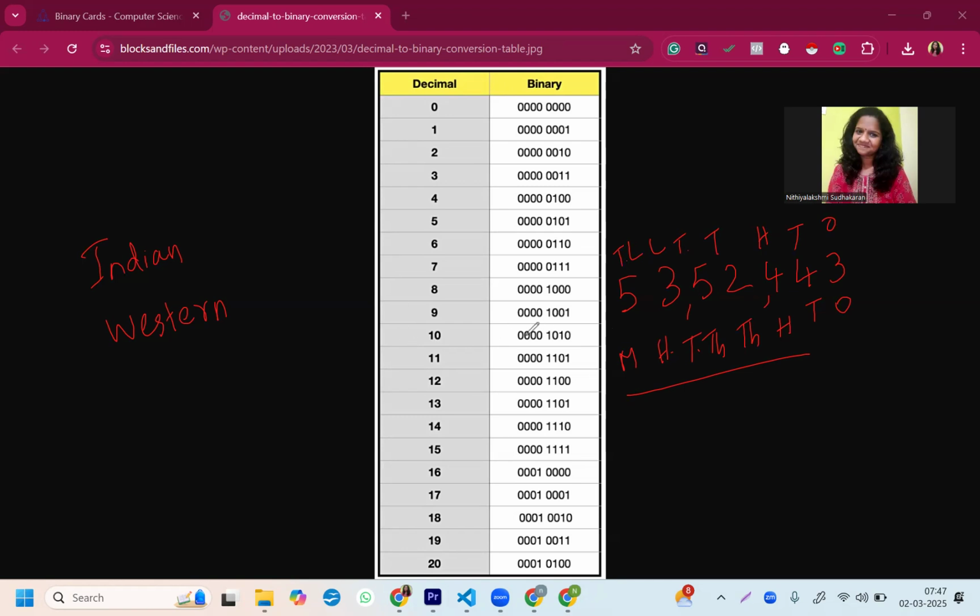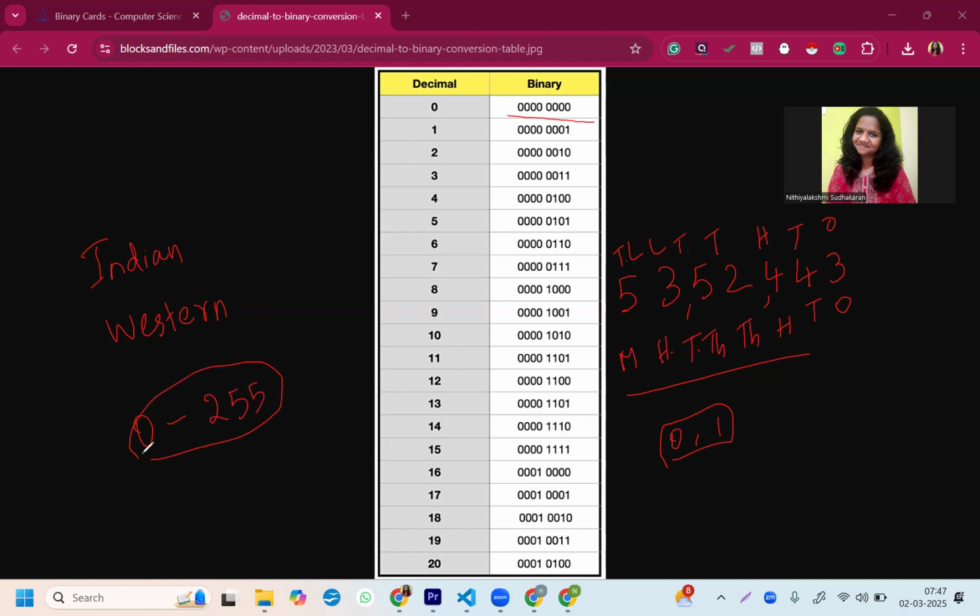The computer understands all the instructions in the form of binary numbers. In binary numbers, we will have zeros and ones. Zeros and ones in different combinations give you different values or different numbers. We have totally 8 digits, and with these 8 digits we go from 0 to 255 in binary.